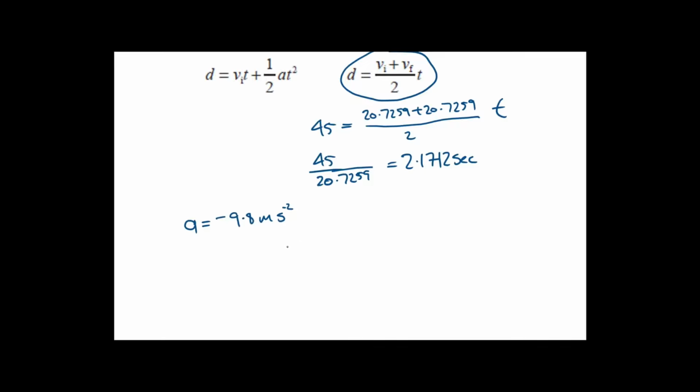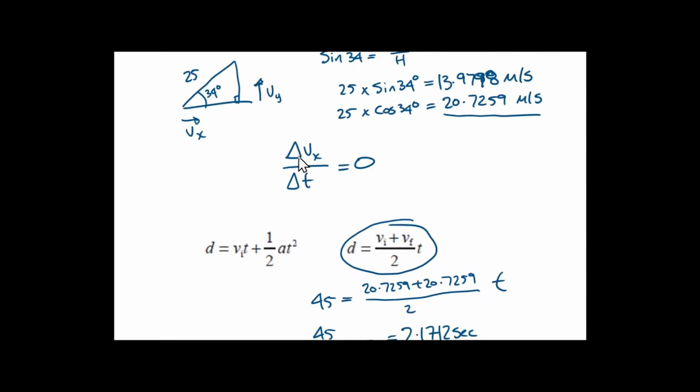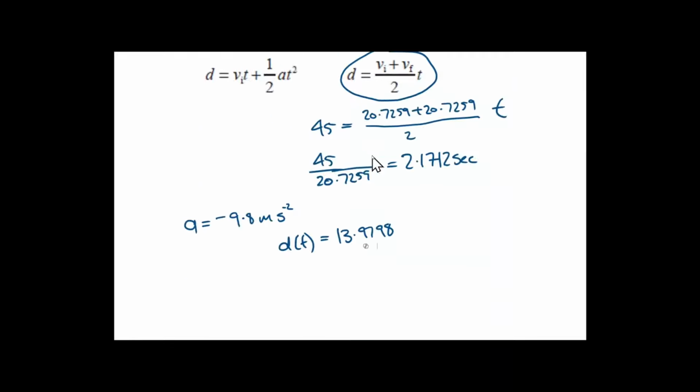So the distance at any time is going to be equal to the initial velocity. So the initial velocity going up was 13.9798 times time, which is 2.1712, plus half times negative 9.8 times 2.1712 squared. We have no unknowns. It's just a matter of crunching the numbers now.